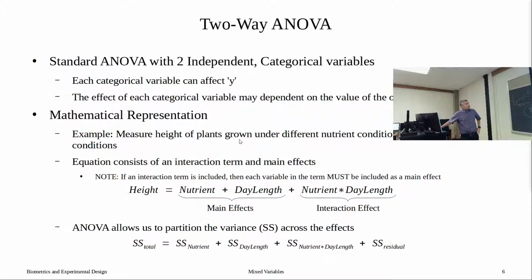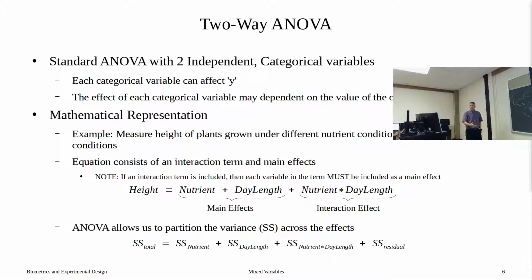All right. So with a two-way ANOVA, our standard ANOVA, it's basically just a standard ANOVA with two independent categorical variables. And the idea is that each of these variables can affect our dependent variable, and the effect may be dependent on the level of the other variable, so that we have this interaction effect. What we're doing mathematically is basically putting together a formula that describes all of our relationships to this dependent variable. So for example, we're doing plant heights and we've got nutrient fertilizers and day lengths, right? We're interested in nutrients' effect on height and day length's effect on height. But there's also this possibility that their relationship is modified by this interaction effect, this nutrient times day length effect.